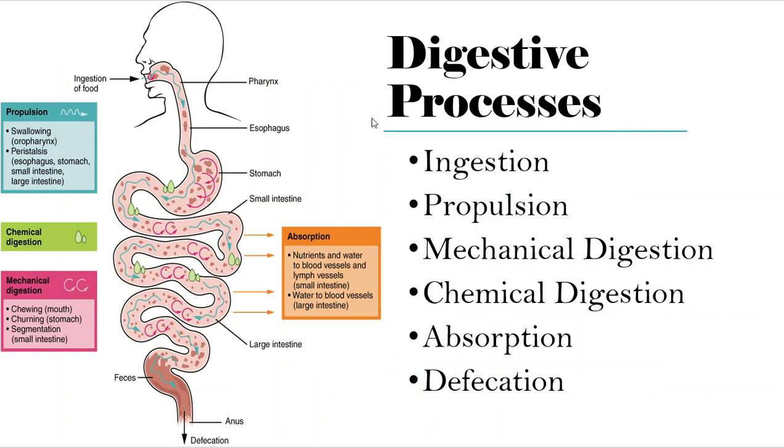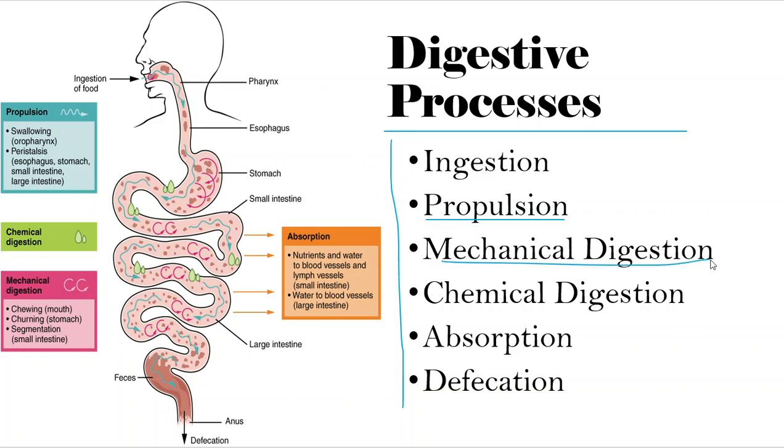Digestive process. Steps are ingestion, we take it into the mouth. Propulsion, we swallow it and move it. Now propulsion, you may have thought, well, the food just falls by gravity down our esophagus. And actually it doesn't. It's squeezed all the way through. So that's why you can actually swallow upside down, because we're not dependent on gravity.